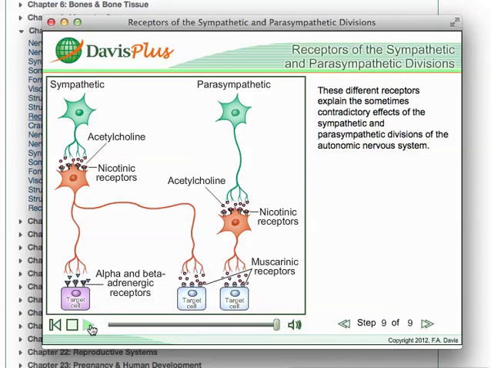So even though I'm not asking you to memorize all these steps and all these things, I think this brings it all together, what's happening in the sympathetic versus the parasympathetic system. So that's why I wanted to show you this. But really, I just want you to know the neurotransmitters and where they come from.